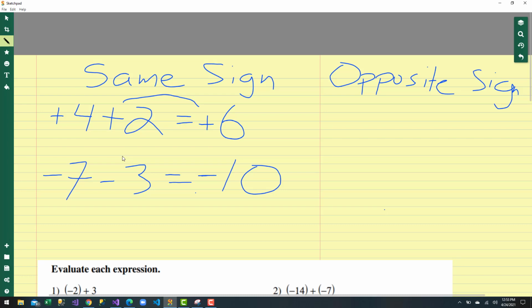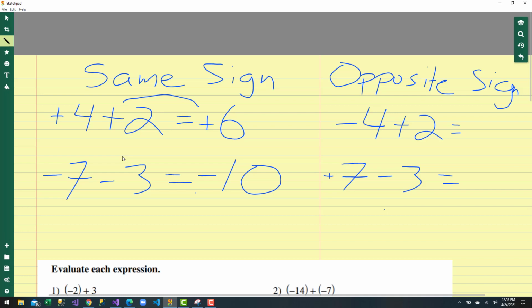All right, let's take an example of opposite sign. So for example, I have negative 4 plus 2. And maybe I have 7 minus 3. So 7 really means positive 7, right? Again, these are opposite signs. The 4 is a negative, the 2 is a positive. The 7 is a positive, the 3 is a negative. So for opposite signs, the trick is to subtract the smaller from the bigger.